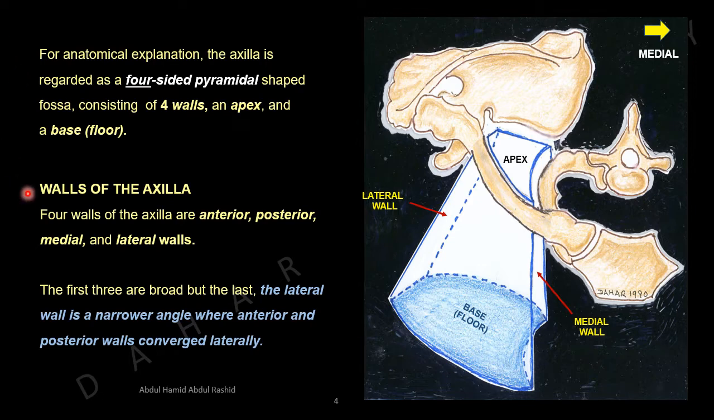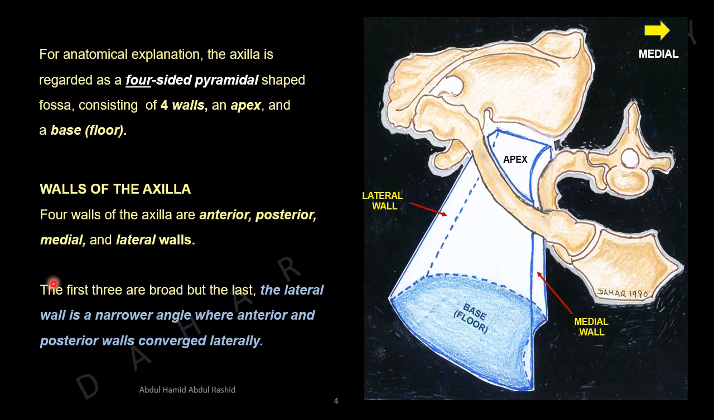Walls of the axilla. Four walls of the axilla are anterior, posterior, medial, and lateral walls. You can see here, this will be the anterior wall. Behind here is the posterior wall, and this is medial wall, and this is lateral wall.